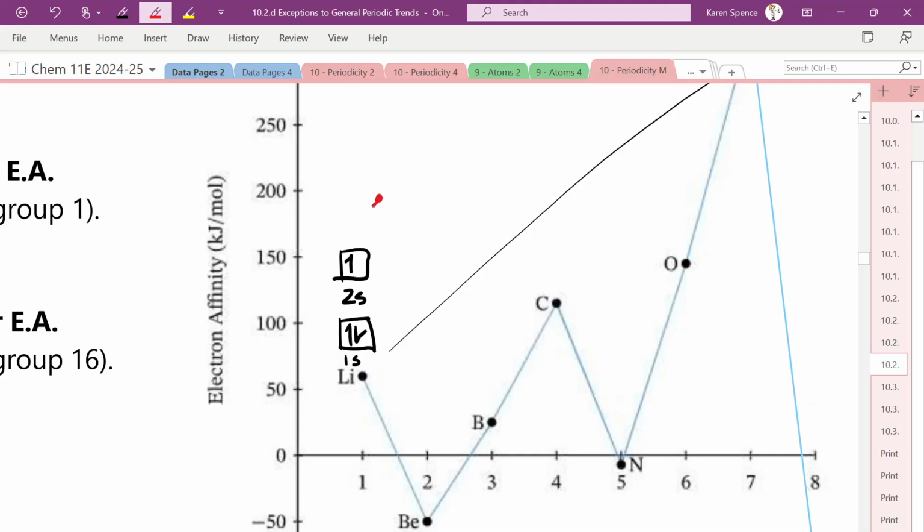The incoming electron goes into the, I gotta go. Yeah, see you later.